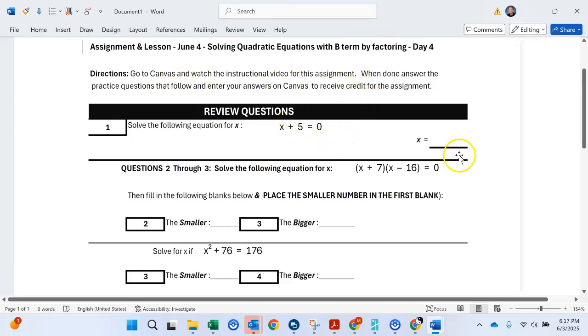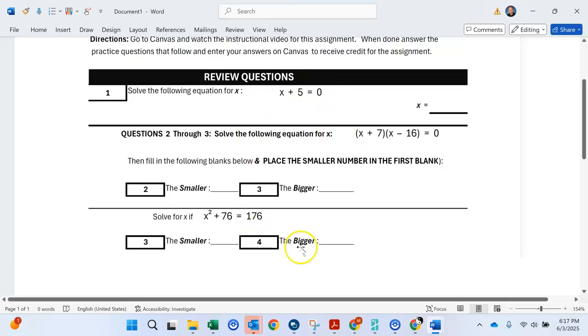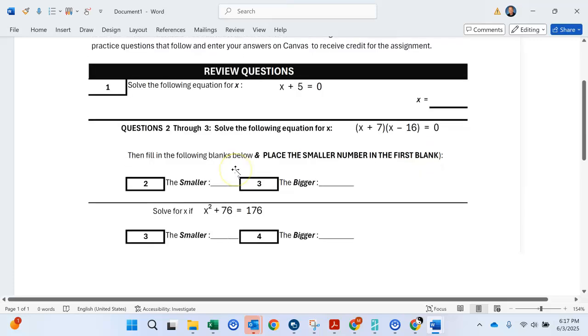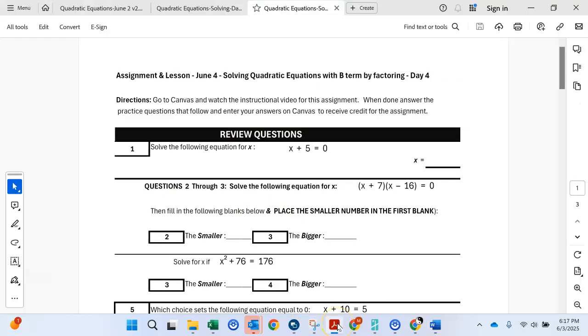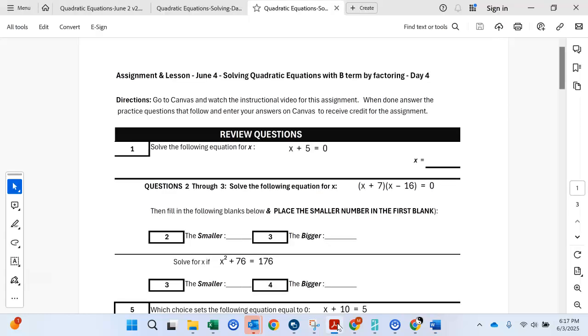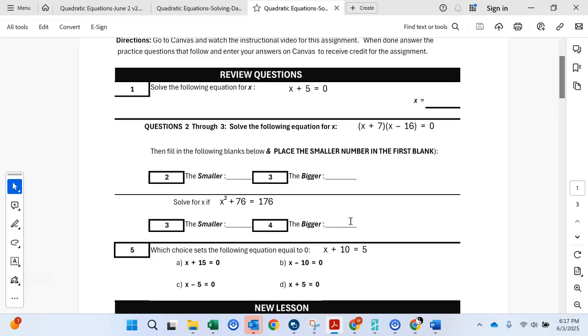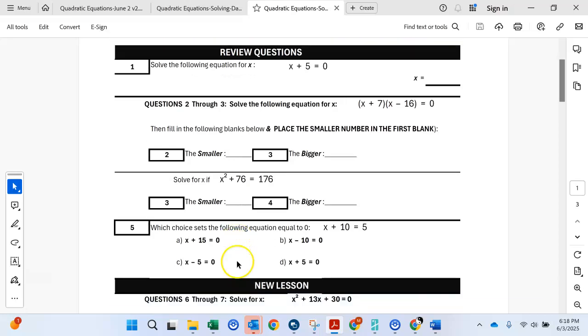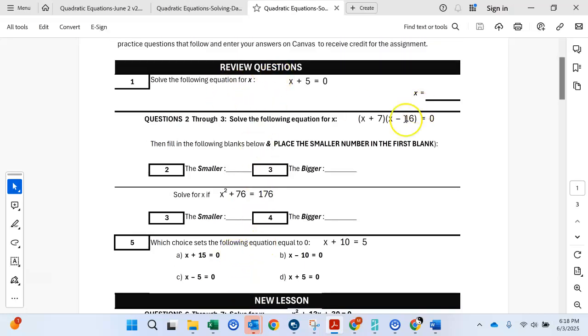Now, the first thing we're going to do is some review questions. These kinds of questions we already did in the past, and they were in our last quiz. So go ahead and try questions 1 through 5. Questions 1 through 5 are review questions. So please try these questions first and then come back and watch the video and I'll show you the solution.